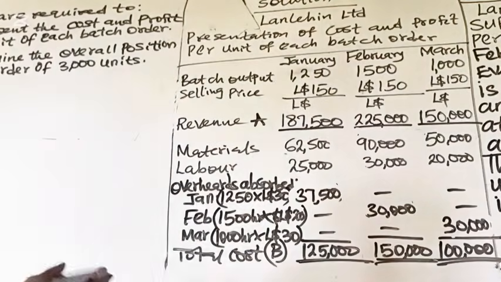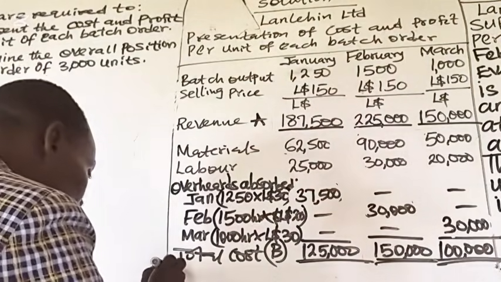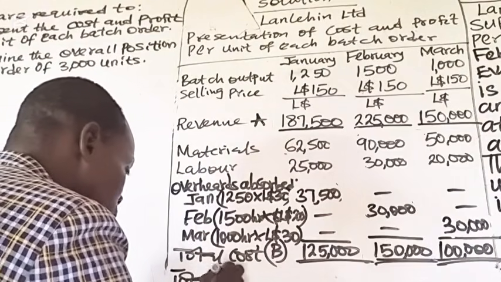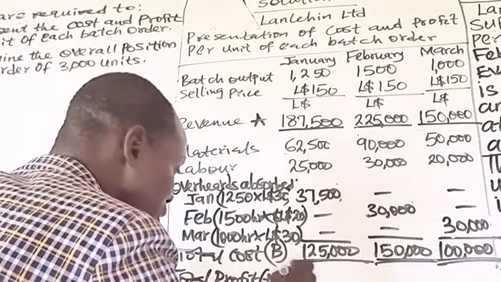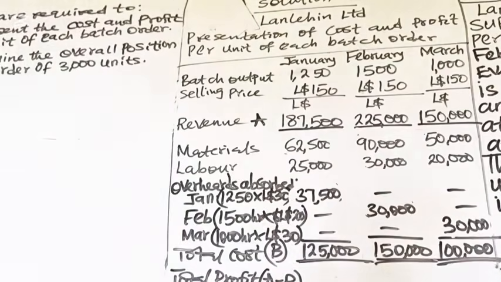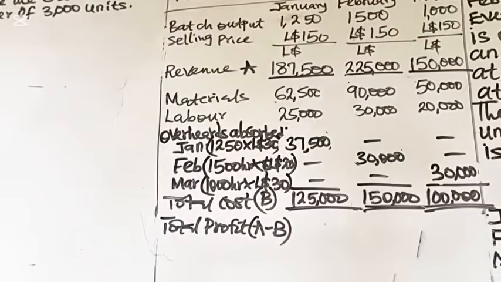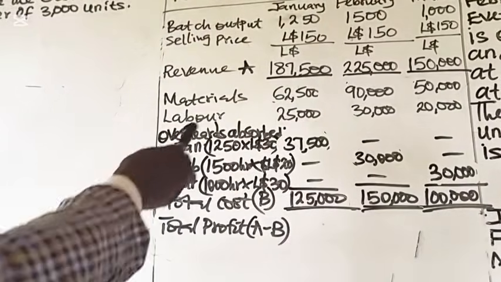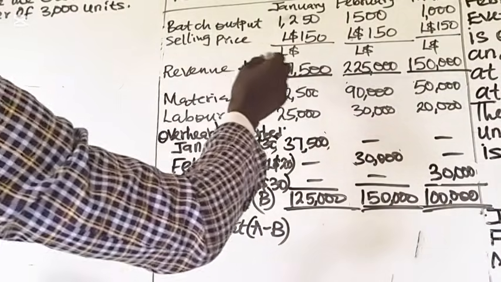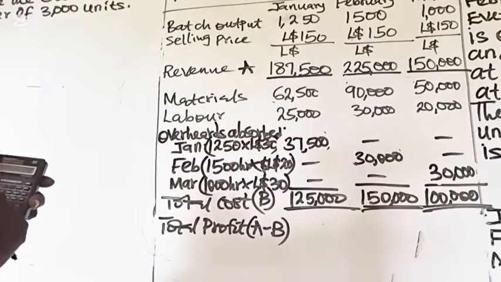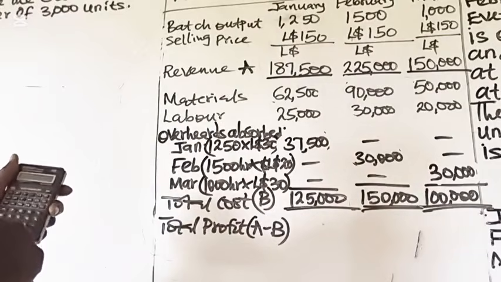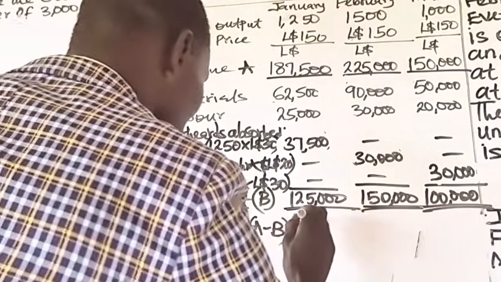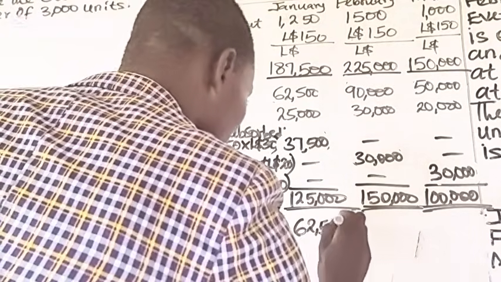Now that you have determined the revenue and cost, how much will be profit? Total profit. So the profit will be A minus B. That is your revenue minus total cost. So that will give us the total profit for each of the months. Then the revenue in the month of January is 187,500, minus total cost of 125,000. Then we have 62,500 as the total profit in the month of January.